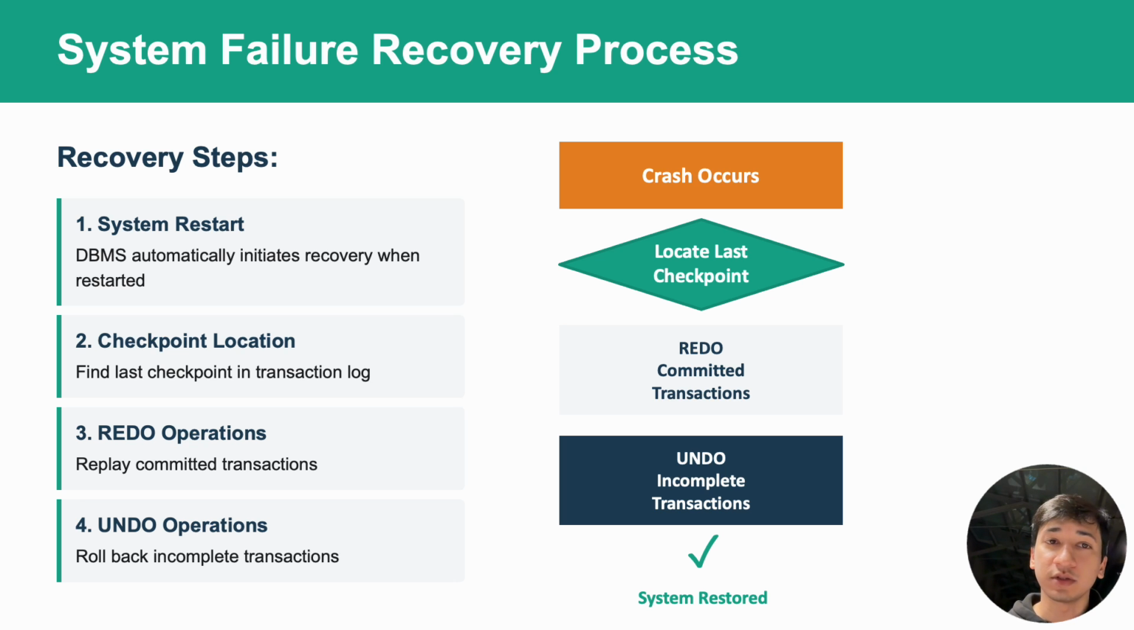Third, the system performs redo operations, replaying all the transactions that occurred after the checkpoint to ensure that no completed work is lost. Finally, it performs undo operations, rolling back any transactions that were in progress but had not completed when the crash occurred. This automated process ensures data consistency and minimizes downtime.